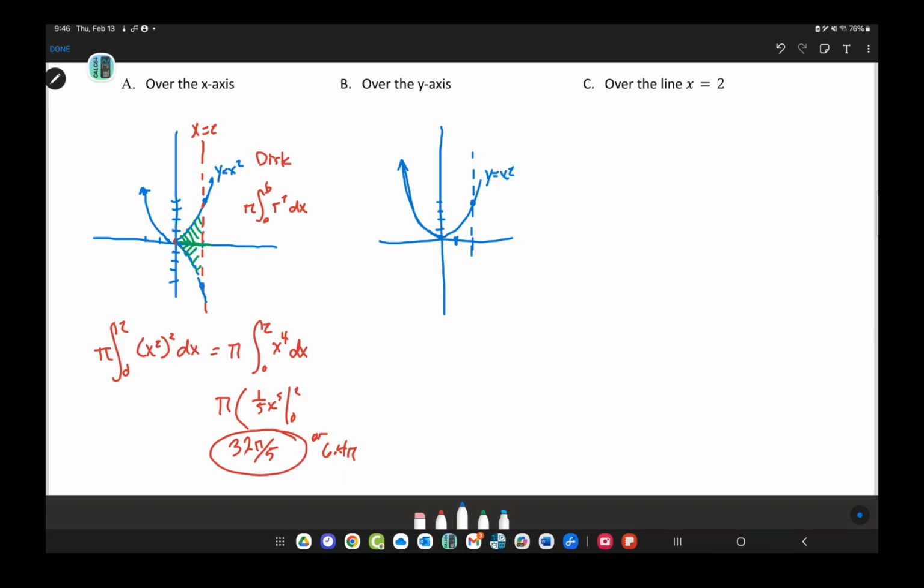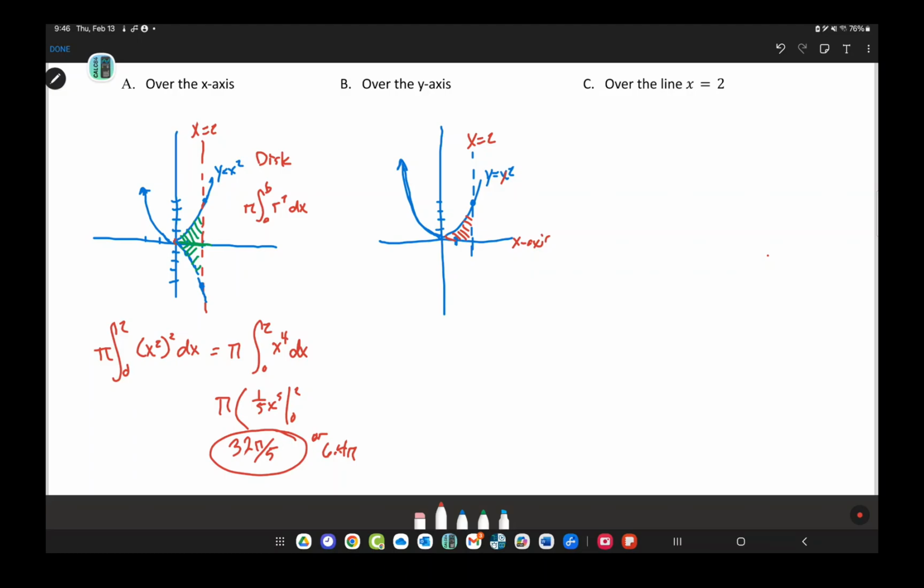Now, what are my bounds? There are three functions that bound my region: y equals x squared, x equals 2, and the x-axis. So it's still this area being rotated. It's got to be bounded by those three functions. What's in between those three functions is what's binding my region.